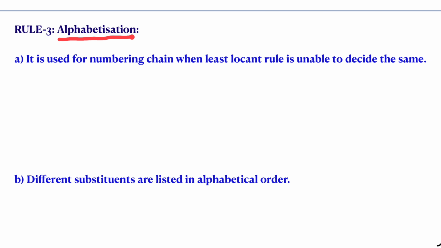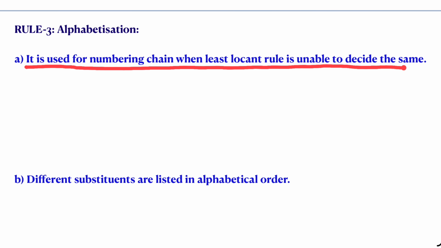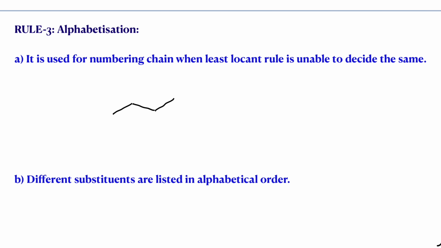Next rule is alphabetization. This alphabetization rule is also further divided into various subrules. Let us discuss the first subrule, that is, it is used for numbering the chain when the least locant rule is unable to decide. Let us understand this. In order to understand this particular rule, here I am taking, for example, this organic compound, and no doubt the functional group should receive more priority, the least number.